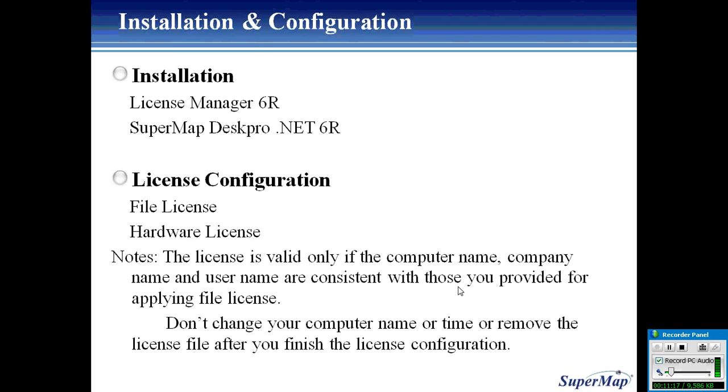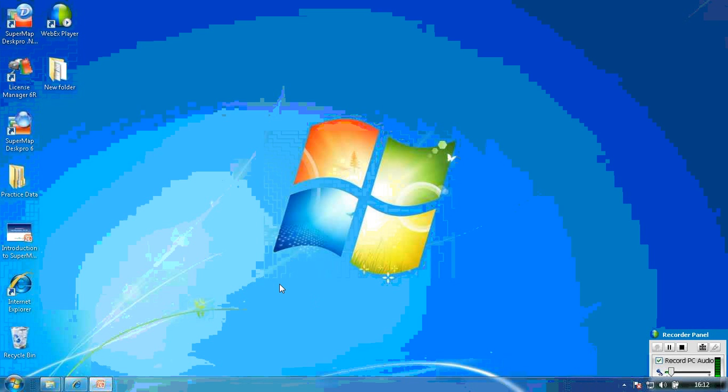And secondly, License Manager 6R reads the license file all the time. So, if you change your computer name or computer time or remove the license file after you finish the license configuration, License Manager 6R can't read the license file and you can't use SuperMap Desktop.NET 6R anymore. So, after you finish the license configuration, please don't do this. Okay?